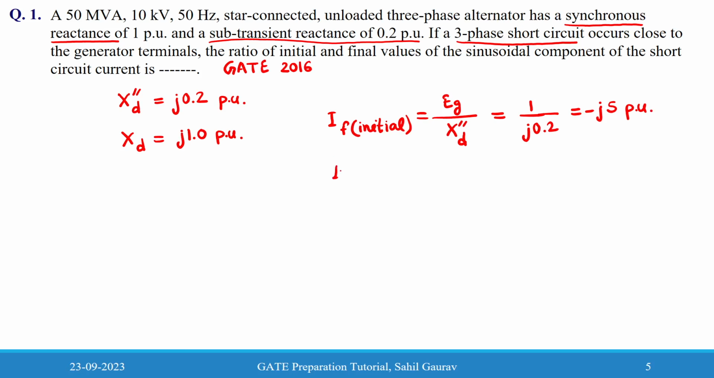And then the fault current, that is the short circuit current also you can say, final value will be EG divided by Xt. All are in per unit, so we have taken the base value as the given parameter. So 1 divided by j1 is minus j1 per unit. So therefore it is fine here in this problem, it is asked about the initial and final values.